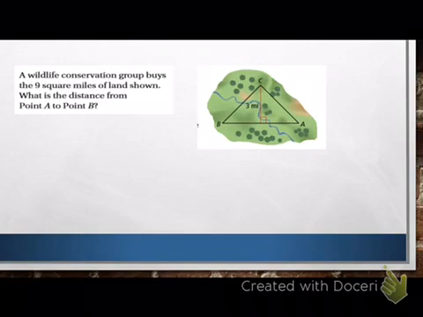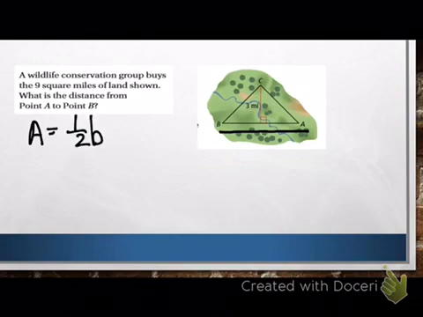What is the distance from point A to B? All right, so basically we're finding the missing dimension. What do we already know? We know the height and we know the area from the story problem. So let's start off with our formula as always. A equals 1/2 B times H because this is a triangle, so we want the formula for a triangle.